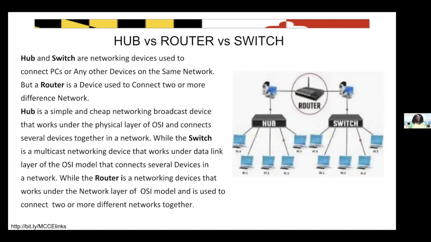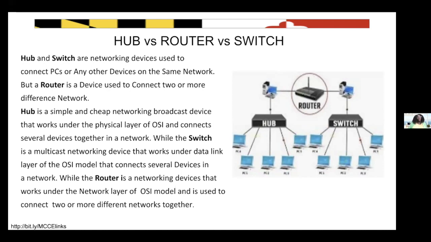Then we have hubs versus routers versus the switch. Here I have a diagram that shows you what a hub looks like. Nowadays, most hubs look like switches also. They are made very thin. It's just the pins of how things are connected that are a little different, but for the most part, they look the same. And then you see the router. Most of you have a router at home, and a lot of schools have them. They're connected on your ceiling in your schools, those white boxes in your schools, your routers and all that, or your wireless.